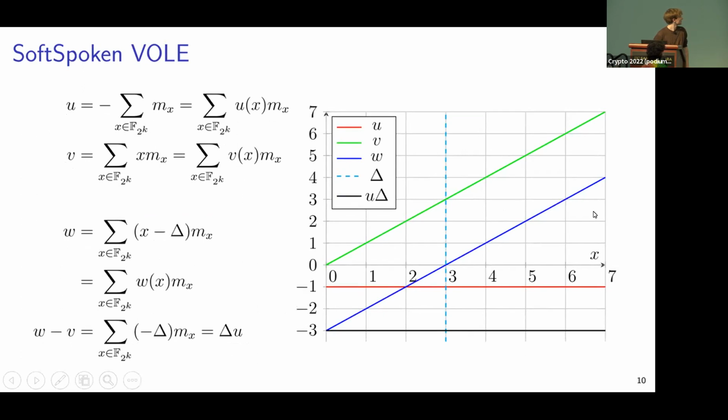So this is the full graph for the soft-spoken OT. Each of these lines represents the coefficient of the message. This value U is calculated as the negative of the sum of the messages, so that's -1 times each message. I see. Okay, so each message goes as a position here, and the corresponding Y coordinate is what you multiply the message by in order to then sum and get U. And then for V, you multiply, say, message 3 by 3 and then sum to get V, and so on.